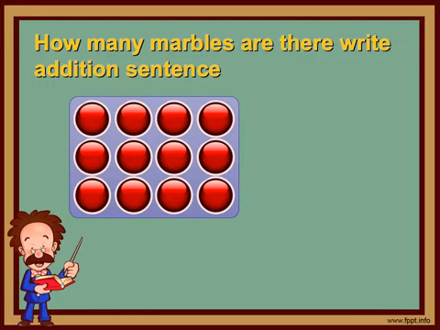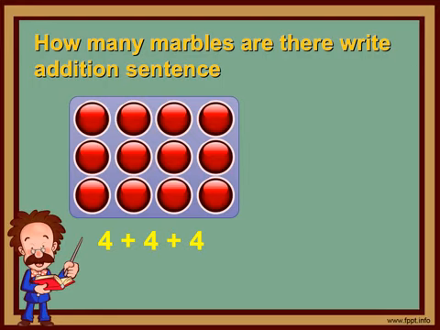What do you think? I can start by writing the rows. How many marbles in each row? 1, 2, 3, 4. So these are 4. And then I'm going to write 4 plus 4 plus 4. So these are 4 plus 4 plus 4. So this is my first addition sentence.